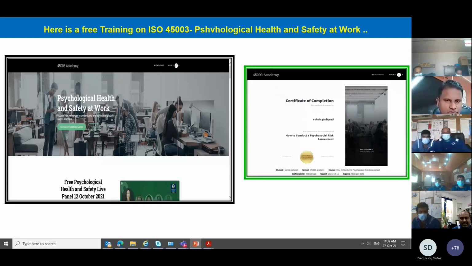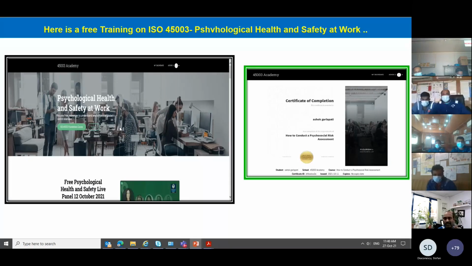Psychological assessment is one of the key requirements of the KOC HSE 25. As you see on the screen, which is ISO 45003 Academy, this particular ISO 45003 psychological health and safety at work is a standard which has been released by ISO during March 2021, especially focusing on what we are talking about today.